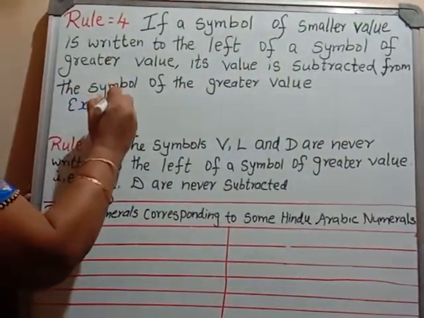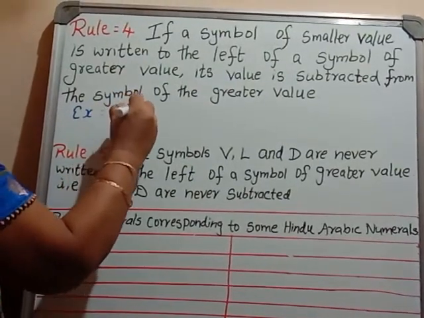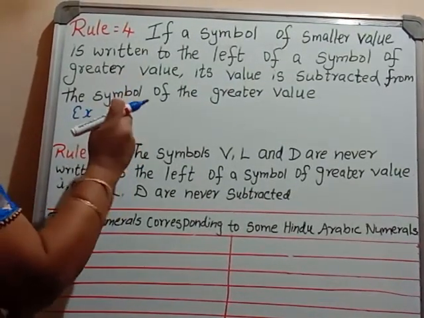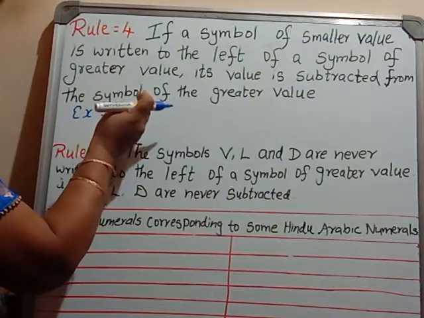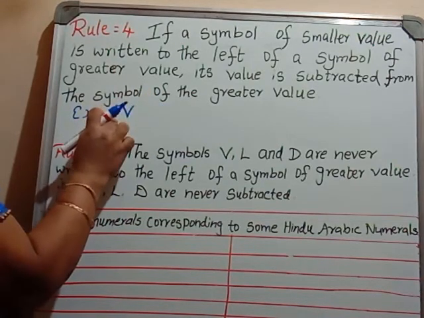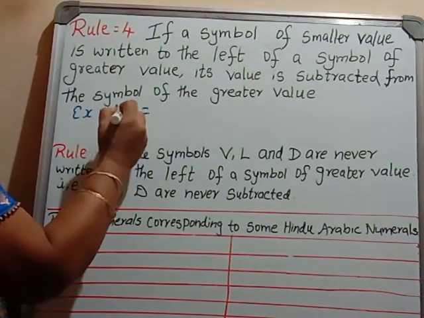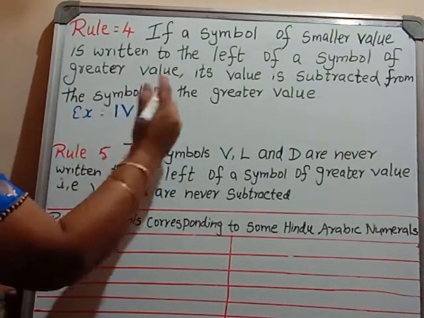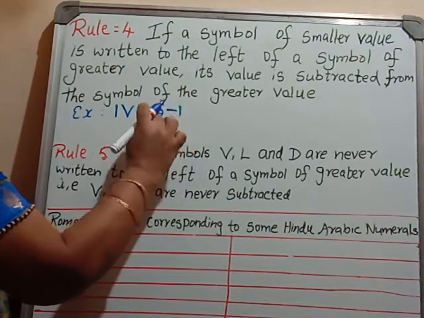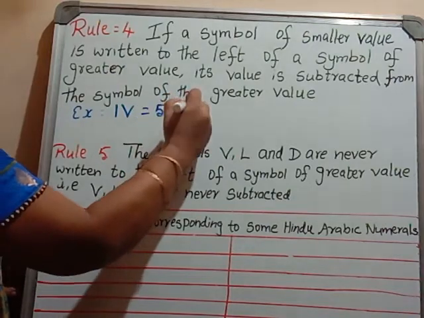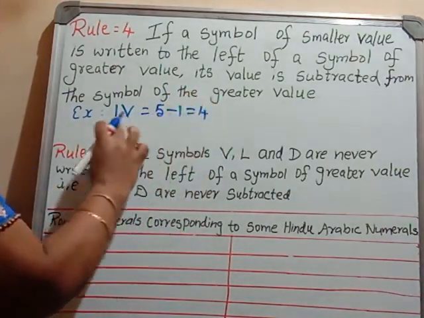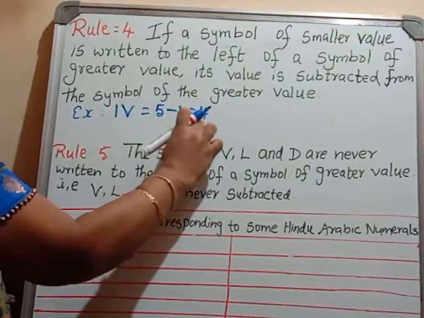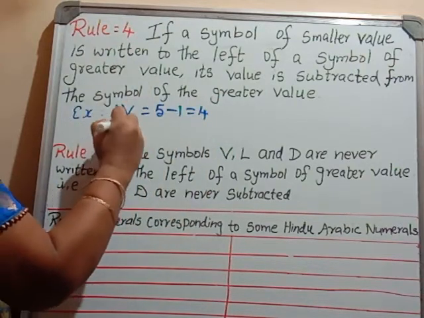Listen, children. I, V. Here, the greater symbol is on your right side. The smaller symbol is on your left side. Now, what is the value of V? 5. What is the value of I? 1. So, 5 minus 1 is equal to 4. That is, the IV value is 4. Shall we do one more example?